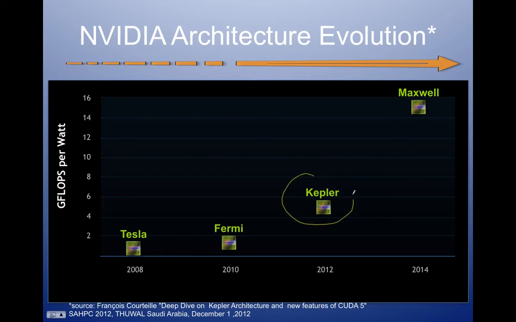We are here with the Kepler architecture at NVIDIA, and the next generation should be much more power efficient because we should be able to deliver as a peak performance between 14 and 16 gigaflops per watt. This is extremely high.